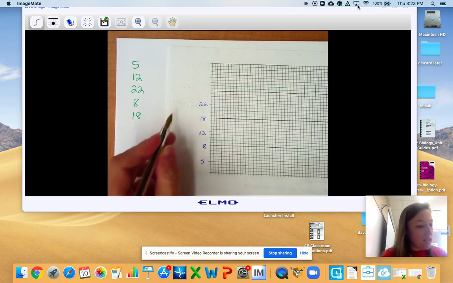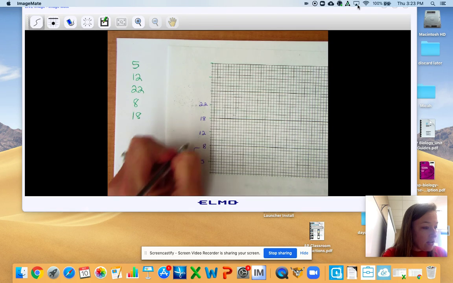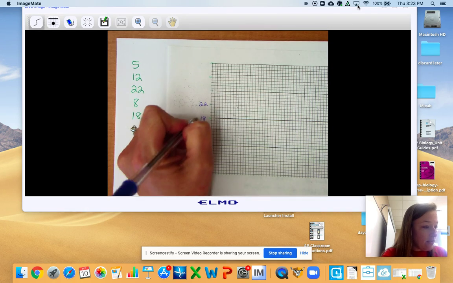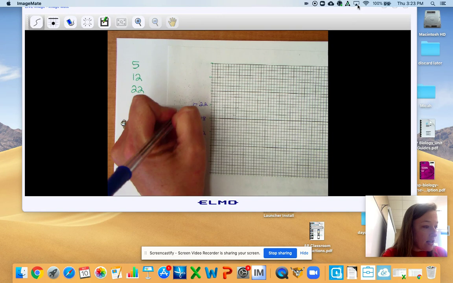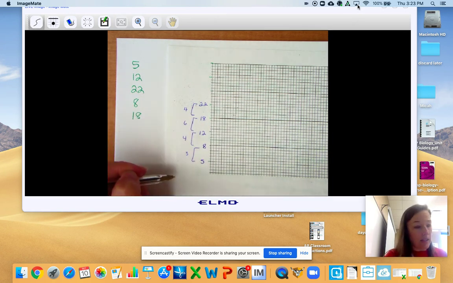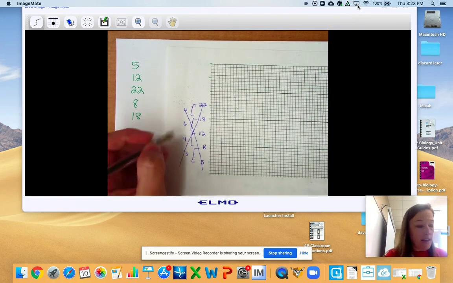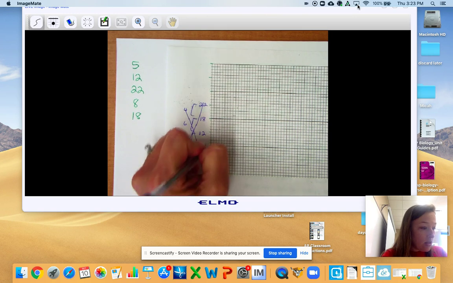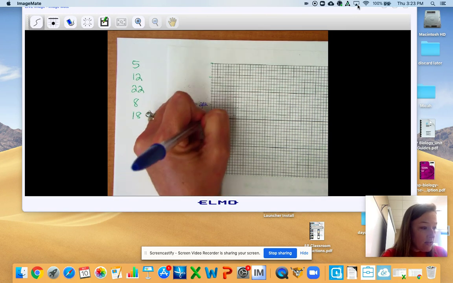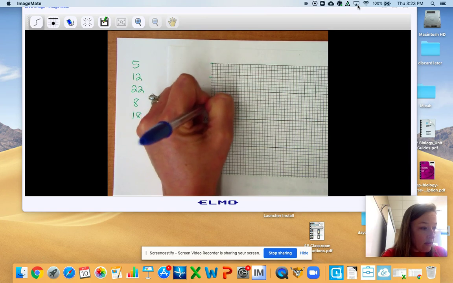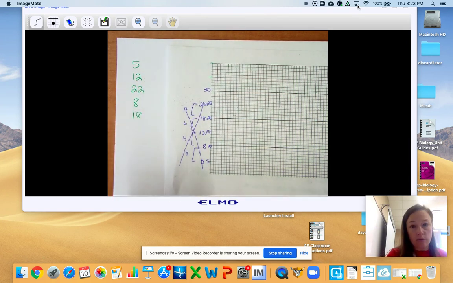So I've got them evenly spaced, but this is a difference of 3. This is a difference of 4. This is a difference of 6. This is a difference of 4. That is not evenly spaced. So that would be a big old fat no. Instead, what you would want to do is 5, 10, 15, 20, 25, 30, and so on. So that's what I mean by even spacing on the axes.